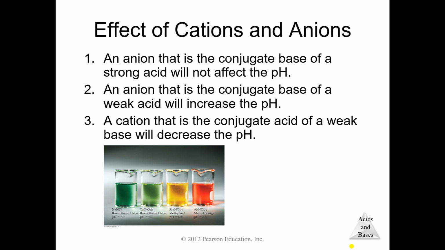A cation that is the conjugate acid of a weak base decreases the pH. So if we have a conjugate acid of a weak base, that means that conjugate acid will be strong. So if it's a strong conjugate acid, then the pH will numerically decrease, meaning become more acidic.